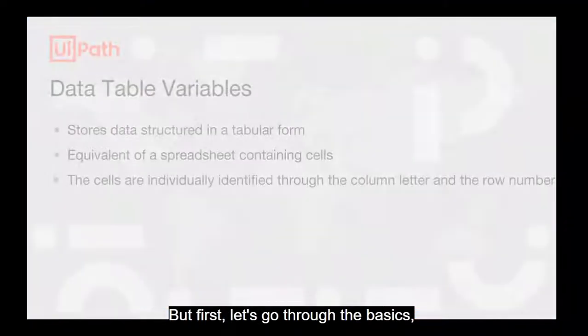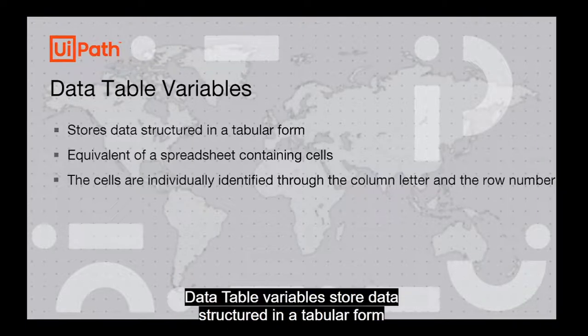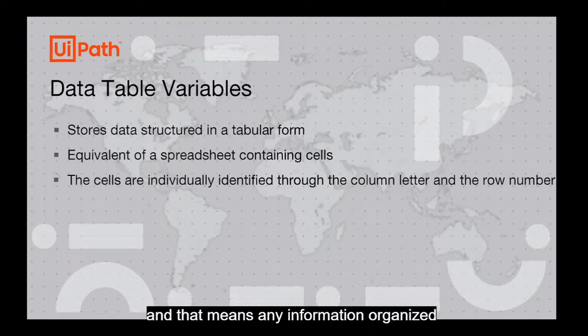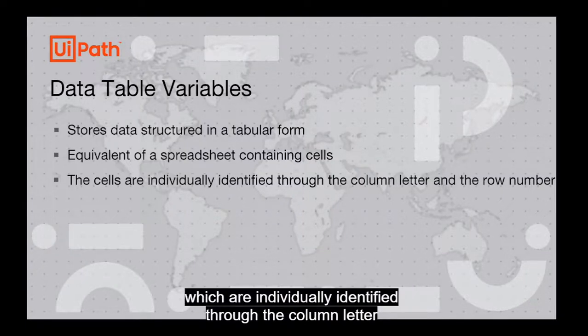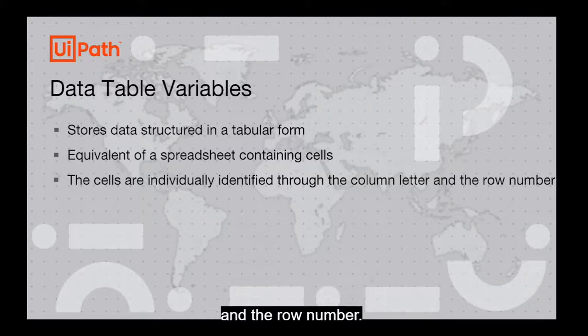But first, let's go through the basics. Data table variables store data structured in a tabular form, and that means any information organized in rows and columns. This variable type is the equivalent of a spreadsheet containing cells which are individually identified through the column letter and the row number.